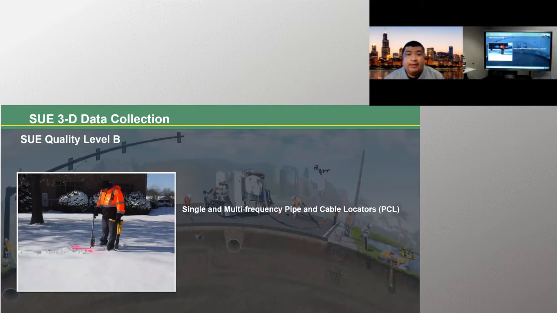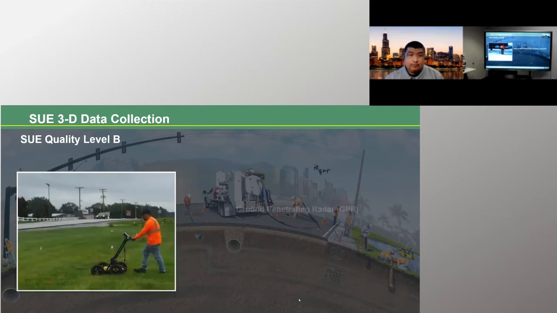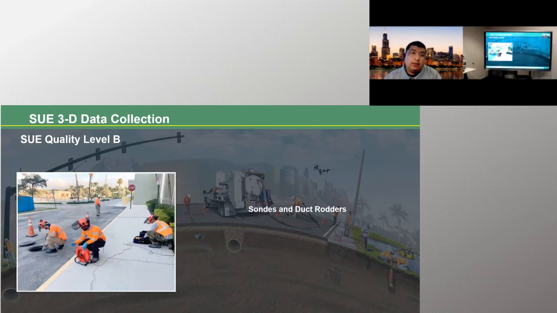Some of the tools used in the trade, very common tools here, are single and multi-frequency pipe and cable locators. These are very common in the SU industry, as well as in damage prevention. Ground penetrating radar is another tool that most firms use for the collection of data in the utility mapping process. And another tool that's very useful and used in this industry are sonds and duct routers. Some of these duct routers are also made detectable.